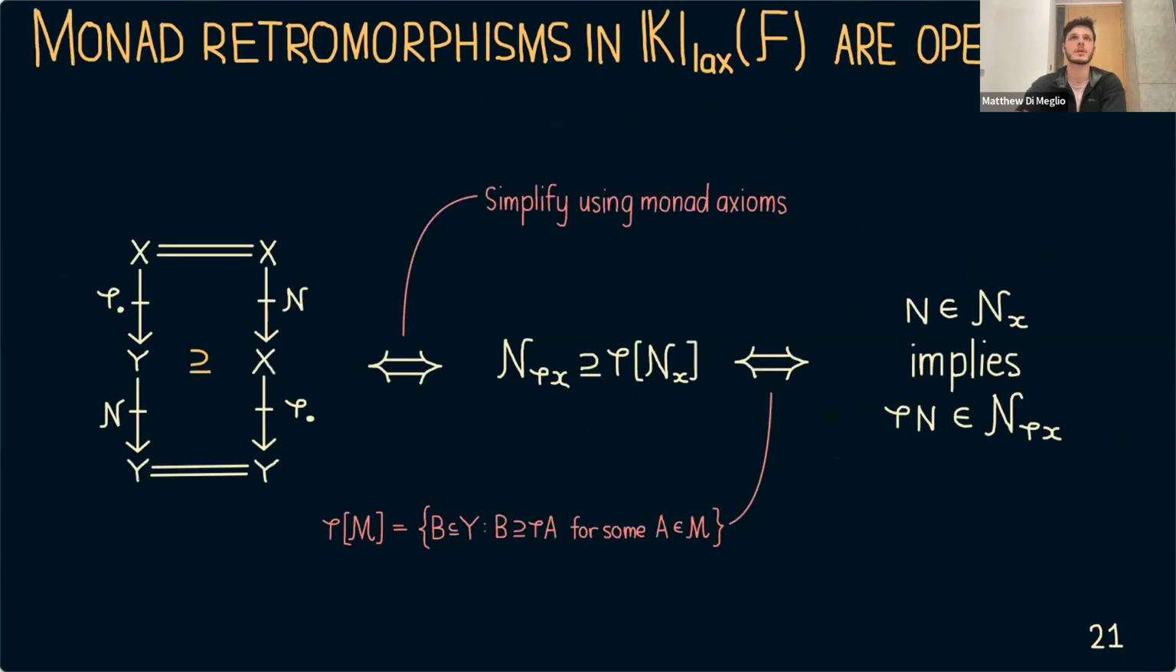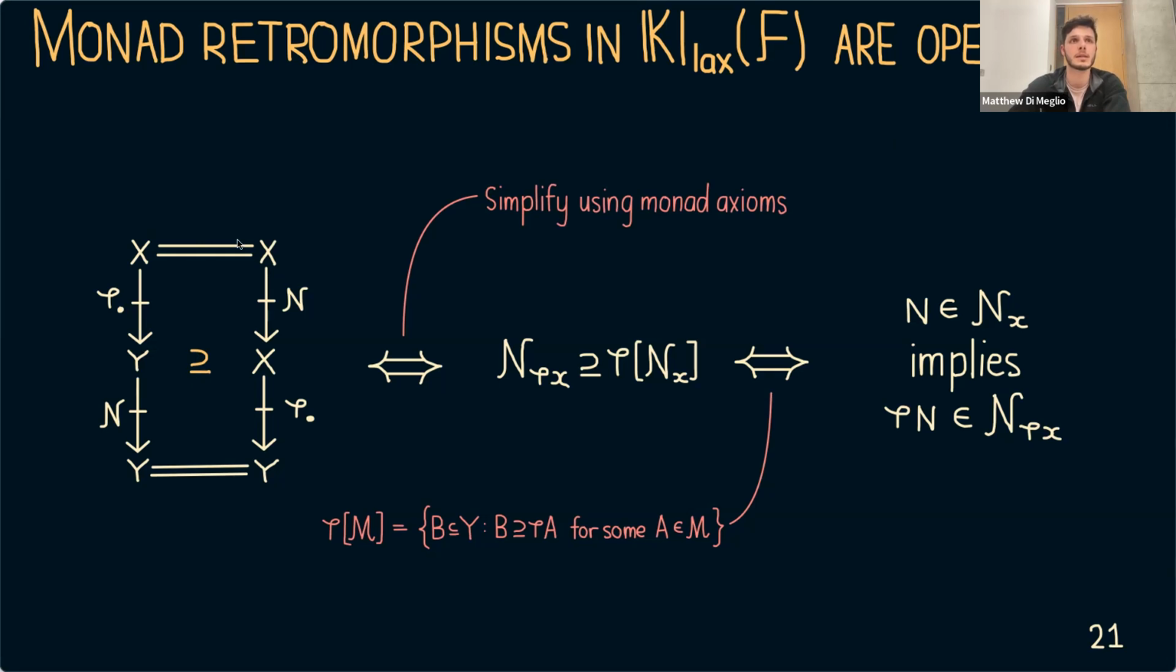Okay, so let's look at our other running example: the Lax-Kleisli double category of the filter monad. It turns out that the monad retromorphisms here are the open maps of topological spaces. So what does it mean to be a monad retromorphism here? Well, again, we have a function phi from X to Y, and then we have some retrocell. But recall that this is a flat double category, so either such a retrocell exists or it doesn't.